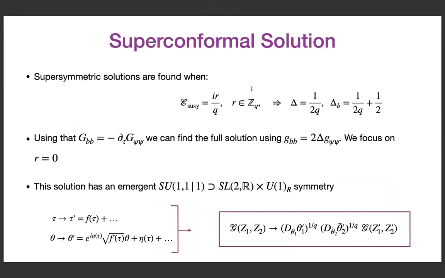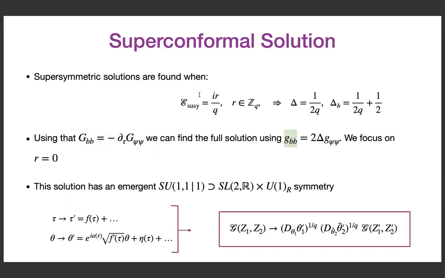Okay, then we're going to look for superconformal solutions. And this happens whenever the spectral asymmetry is given by iR over Q, where R is an integer. In this case, the scaling dimension of the fermion is Δ = 1/2Q, which gives you the scaling dimension of the boson by supersymmetry. Basically it comes from this relation. And now we can find the full solution, because this relation also implies that the boson prefactor has to be related with the fermion prefactor of the correlator.